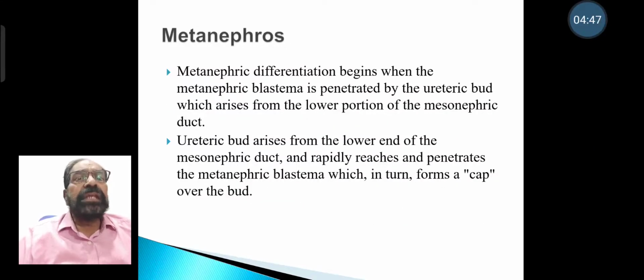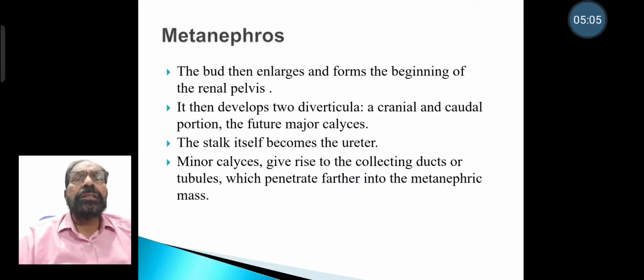Metanephric differentiation begins when the metanephric blastema is penetrated by the ureteric bud, which arises from the lower portion of the mesonephric duct. The bud rapidly reaches and penetrates the metanephric blastema, which in turn forms a cap over the bud. The bud enlarges and forms the beginning of the renal pelvis. It then develops two diverticula, the cranial and caudal, the future major calyces. The stalk itself becomes the ureter.